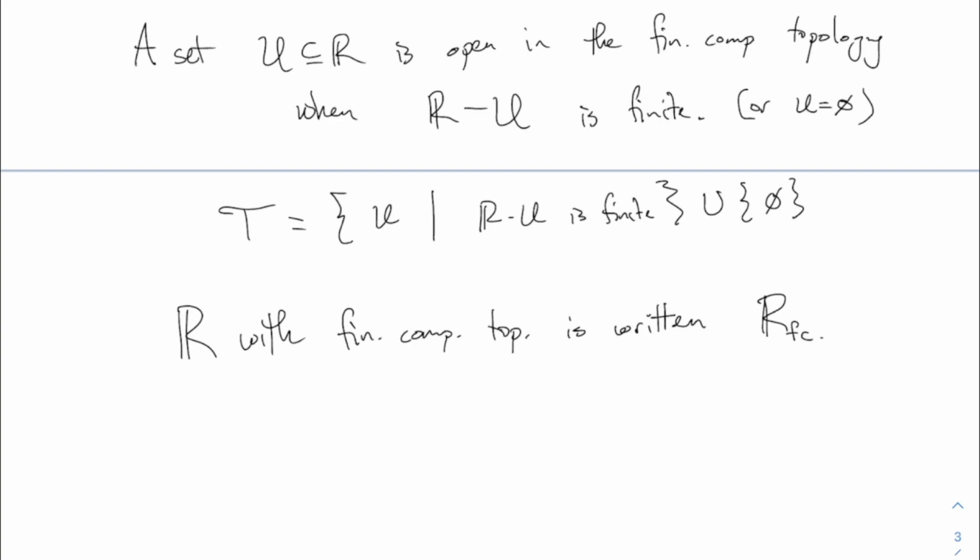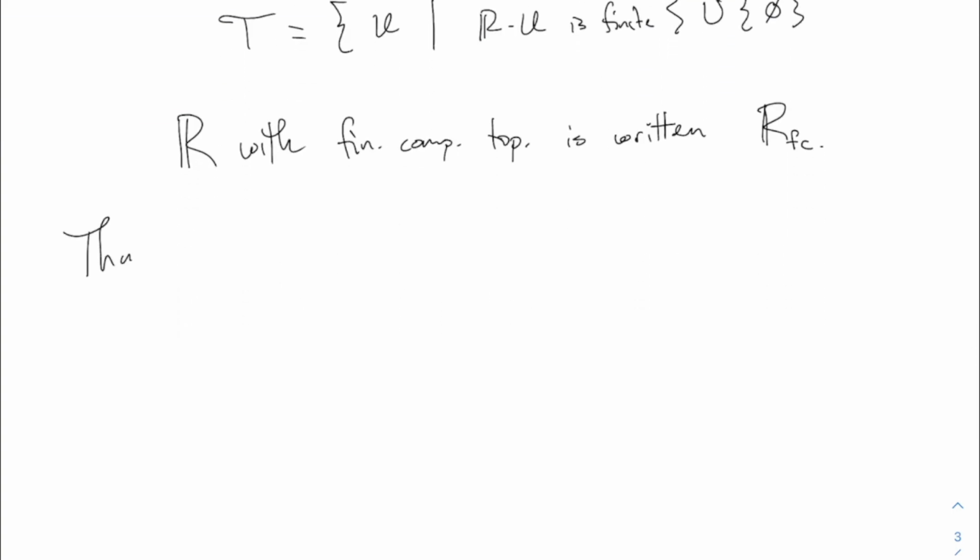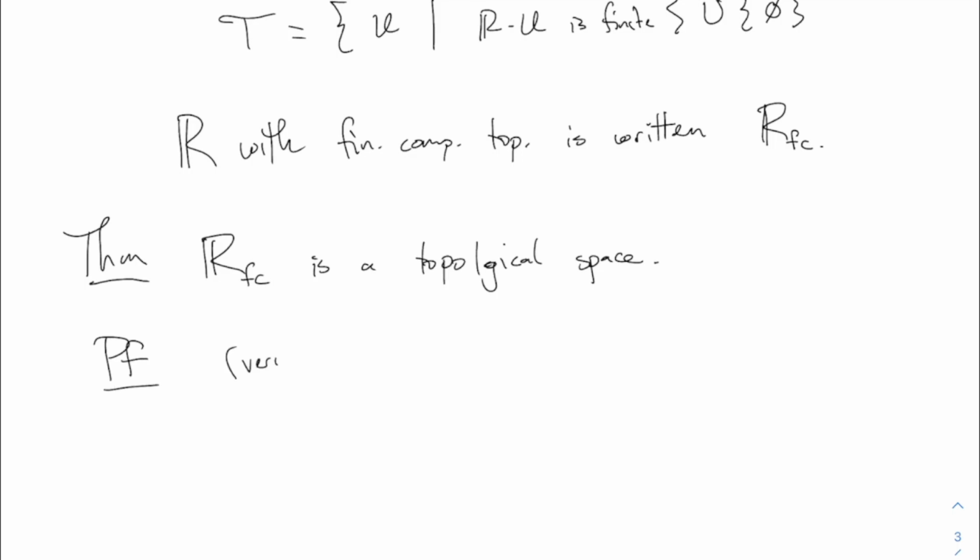Okay, anyway, I would like to demonstrate this. So maybe I'll write this as a theorem. R_FC is a topological space. We need to verify the three properties. So I'm going to verify 1, 2, and 3 for this topology.